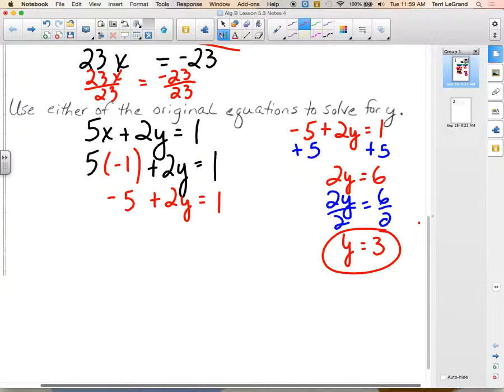Anyone else agree with me when you're done? Well, chances are, since we use this one, we don't really need to check it for that one anymore. Check it in the other one, see if it makes it true. So you put -1 in for x, 3 in for y, and see if your statement is true. Okay, so our ordered pair solution is what, class? -1, 3. -1, 3 is our solution for this one.